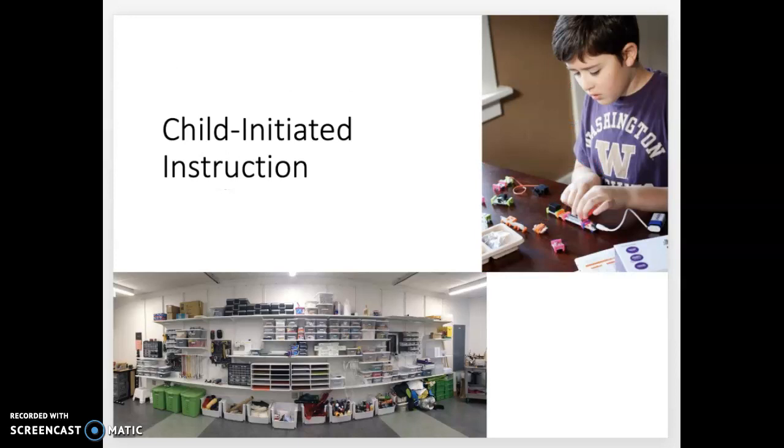Child-initiated instruction. This is always important. If we're following developmentally appropriate practices, we're certainly thinking about choice and offering students choice. And that is where child-initiated instruction comes into play. So when are we offering opportunities for children to guide their own learning? Is it just during the independent practice phase of a lesson, or could it be during the direct instruction phase as well, where the students are directing their own learning?